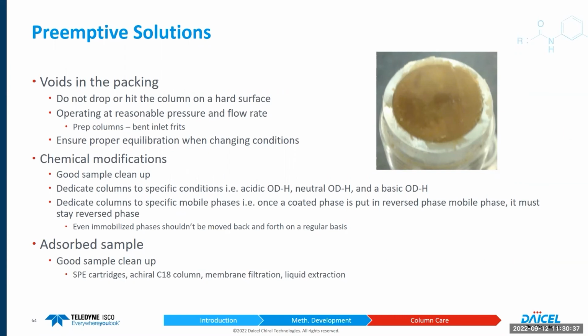The picture that I have here is what a biological sample looks like going through a column that has not been well cleaned up. This is the head of the column that is a chiral stationary phase that should be white, and it's now dark brown. It was not a very well-performing column anymore.